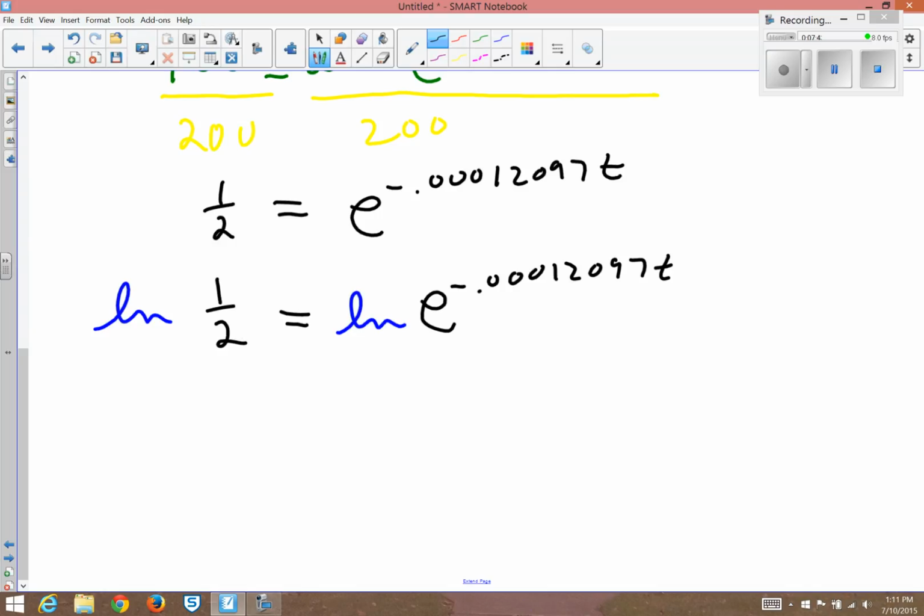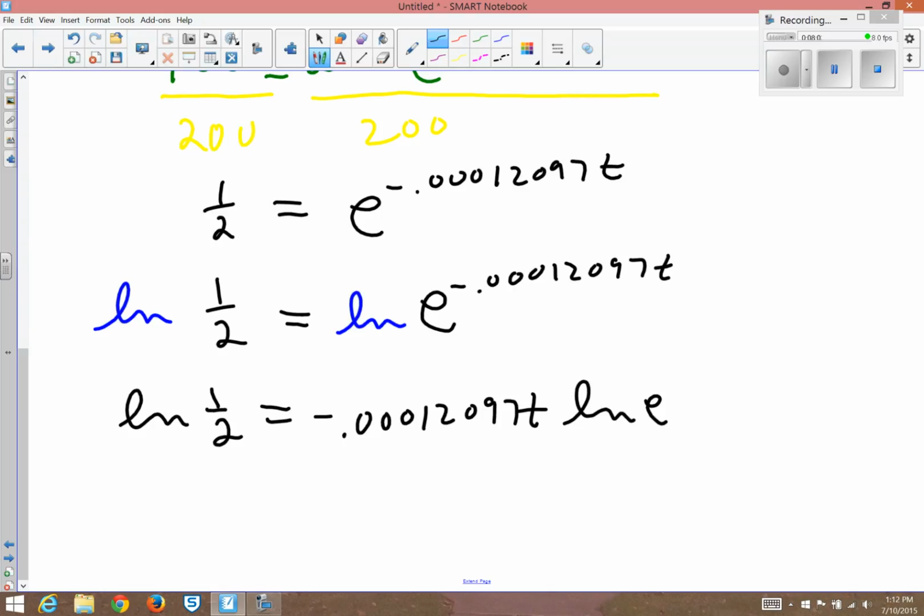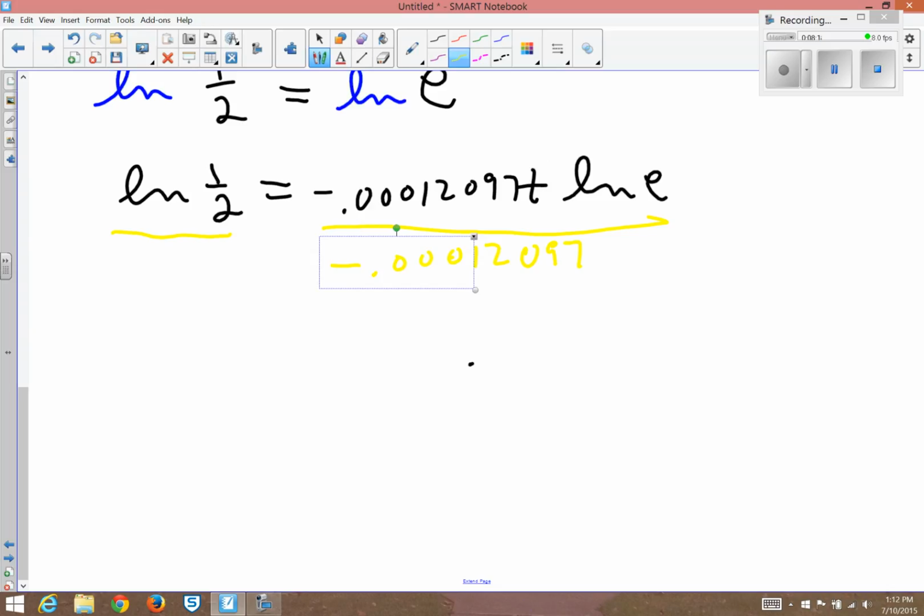And the reason we use logs is when we have the log of something with an exponent, we can drop the exponent out to the front of the log like this: negative 0.00012097 t. That's the exponent. That's going to be in front of the natural log of e. And now we're going to divide both sides by negative 0.00012097.